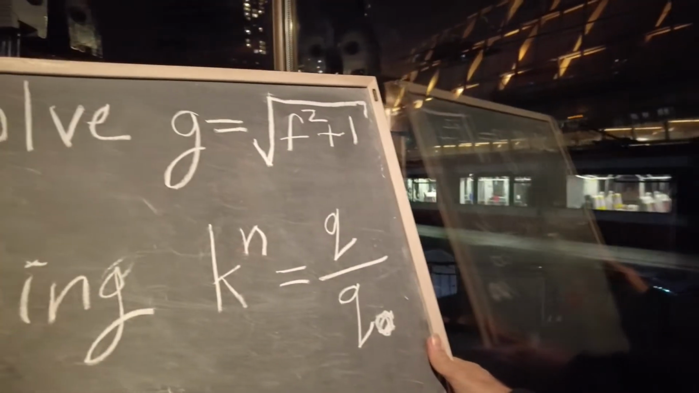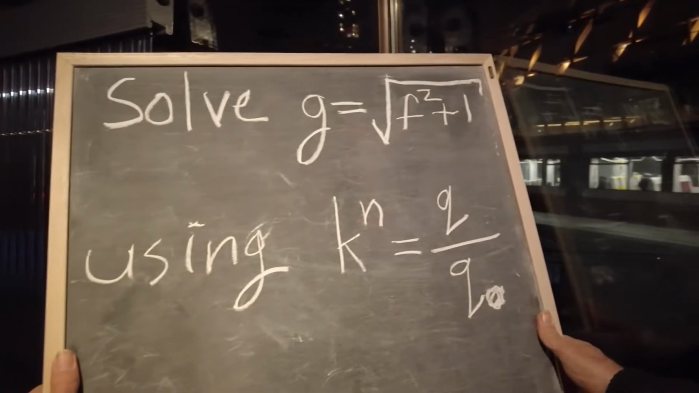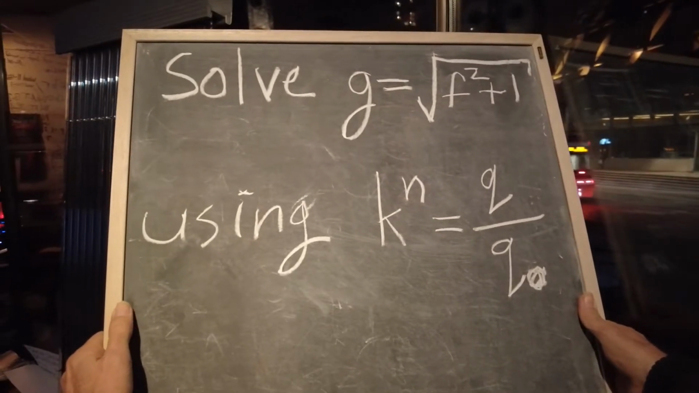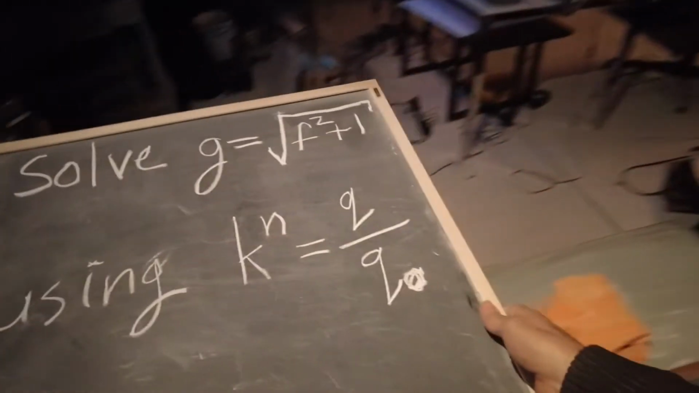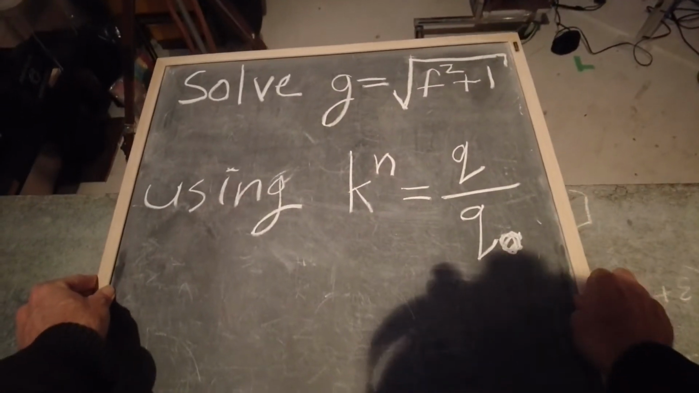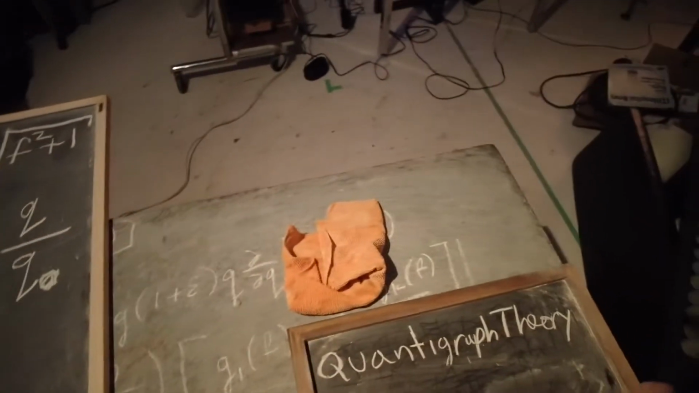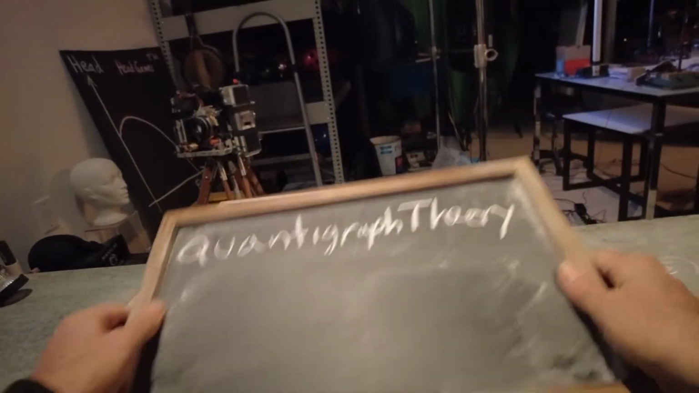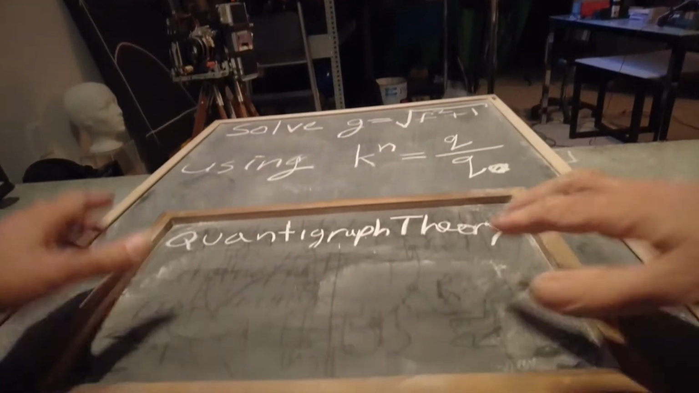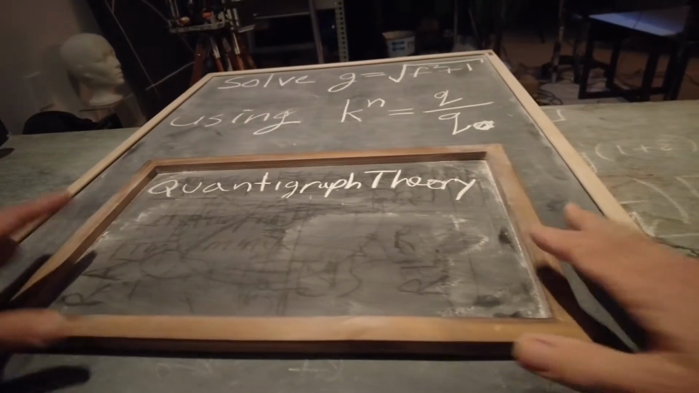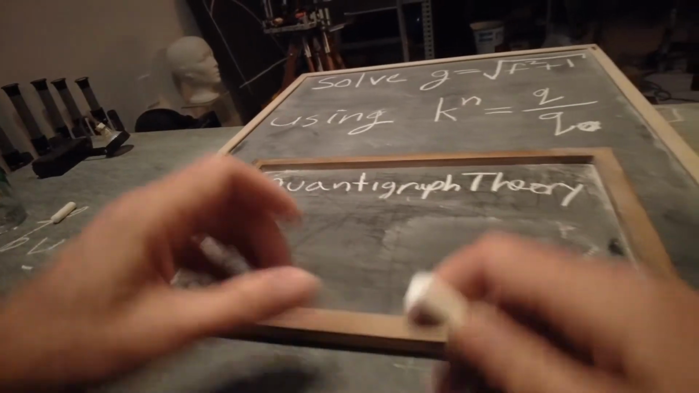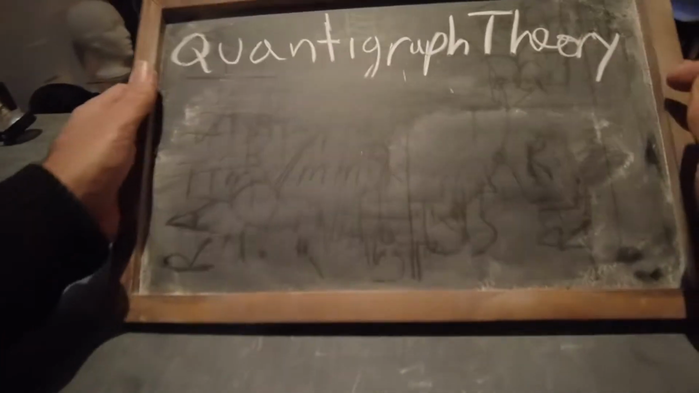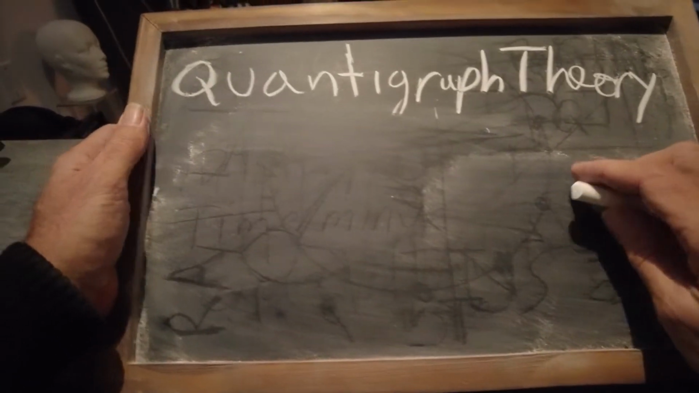So one of the nice things we learned from solving this comparametric equation, g equals square root of f squared plus 1, was a key observation. Because it's such a simple comparametric equation, it gives us a chance to really understand quantograph theory. Quantograph theory comes from the photocell experiment. It's a kind of philosophical way of looking at graphs.